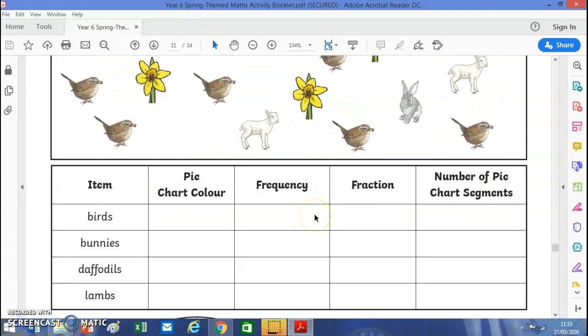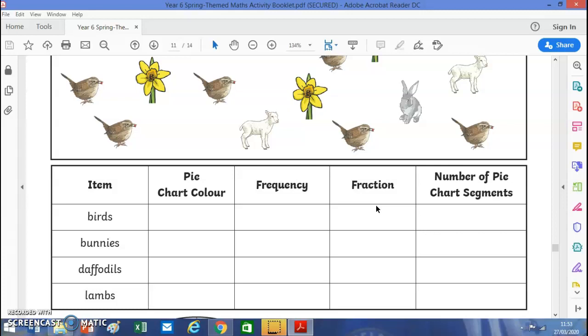So out of 14 objects, there are 7 birds. So as a fraction, I would write that as 7 over 14. 7 with the line, that means divide, and then 14. So 7 is my numerator, and 14 is my denominator. So now I've got 7/14. I know I can simplify that. So you can either divide it by 2 or 3, or in this case, we know that there are 2 lots of 7 in 14, so it would be a half, which is 1 over 2.